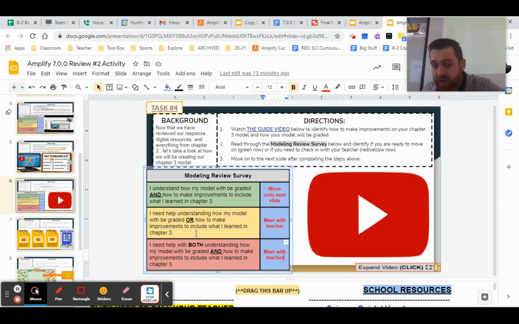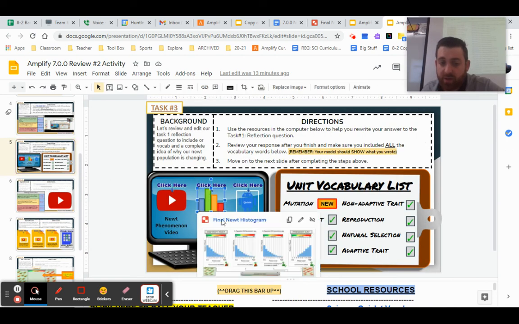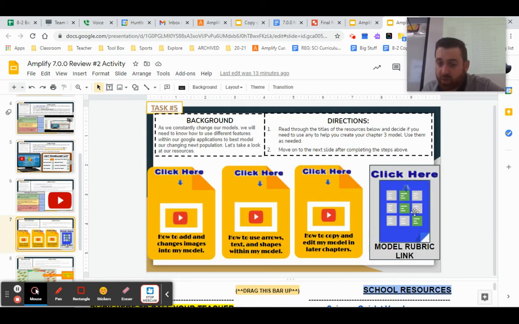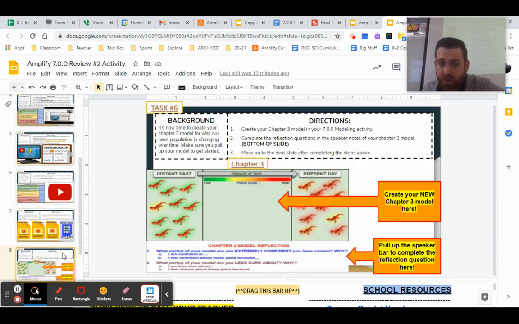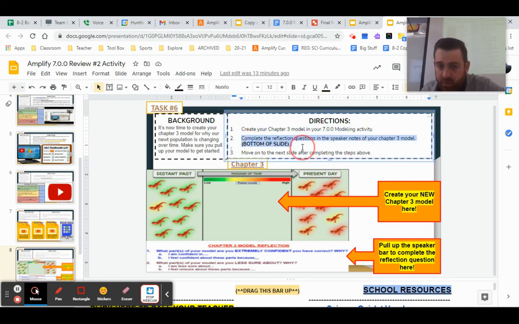If you do understand, great. Use your resources. There's the model if you need. There's the things with the rubric as well. But if you do understand what to do next, you're going to be looking at task 6. Create your model, complete the reflection. Okay? If you have questions, come see me. Otherwise, good luck.